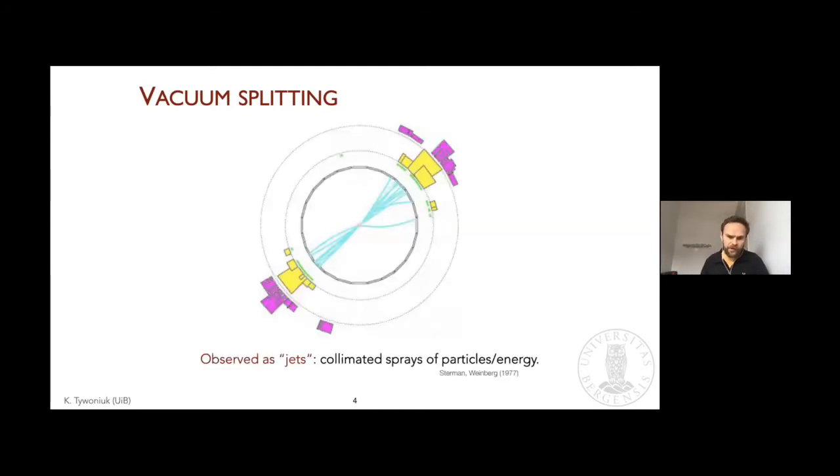And these theoretical ideas simply show up on the detector images as collimated sprays of particles and energy. So at zeroth order, this is basically what a jet is. However, you can immediately see from this image that it's slightly up to the experimentalist, or to the observer who sees this image, to decide which radiation belongs to the jet and which doesn't. That's definitely an issue of an agreement between the experiment and the theory that has to be made.